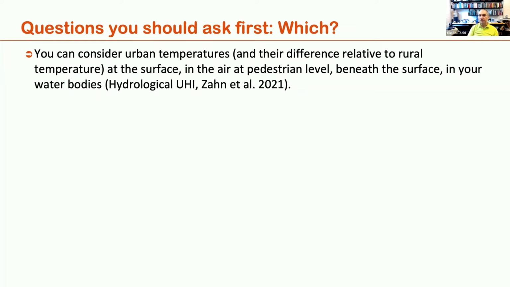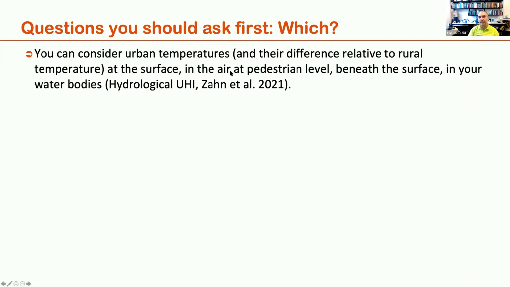So you asked all the why questions. Now you want to also think about which UHI you are talking about. So you can consider urban temperature and their differences relative to rural ones at the surface. So this is what we call UHI. In pedestrian level or in air above, probably the air above, you don't care about it. You also can consider the subsurface UHI, and as we showed recently, you should probably be considering hydrological UHI in your water bodies. And these are very consequential.